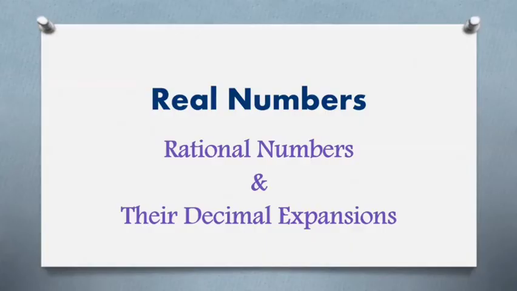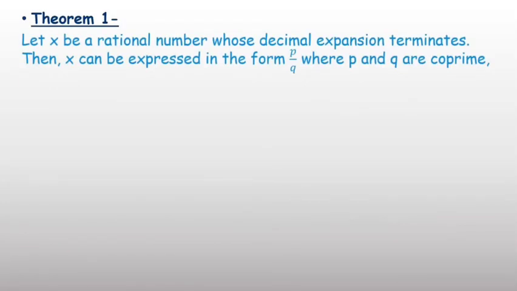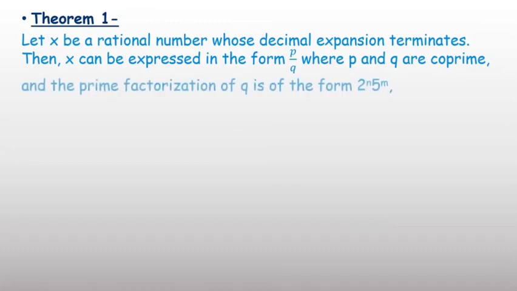Now the last topic of chapter 1, rational numbers and their decimal expansions. The first theorem in this topic: if any rational number is given whose decimal expansion terminates. Because if any rational number is given, there are two situations. It may be a terminating decimal number or a non-terminating and recurring decimal number.